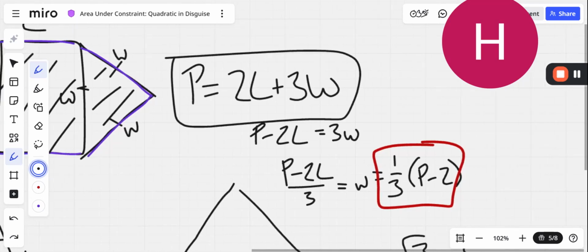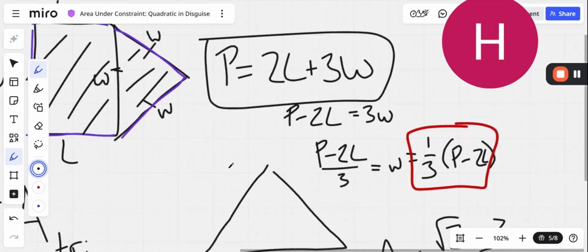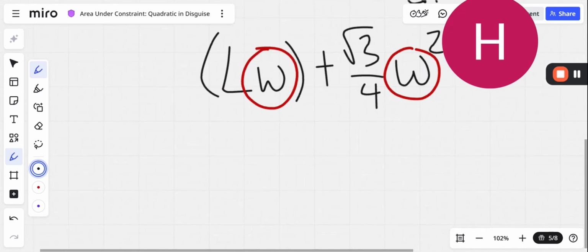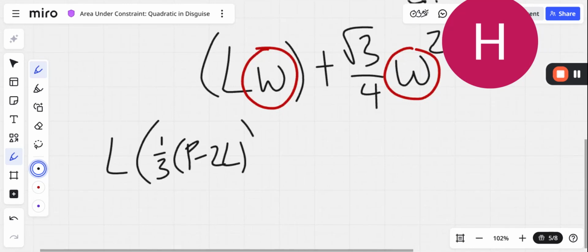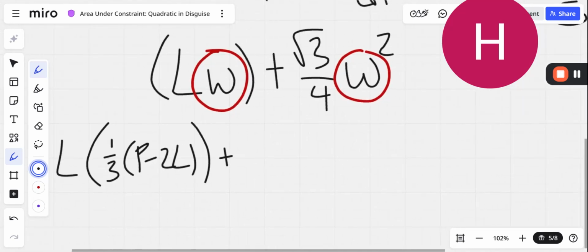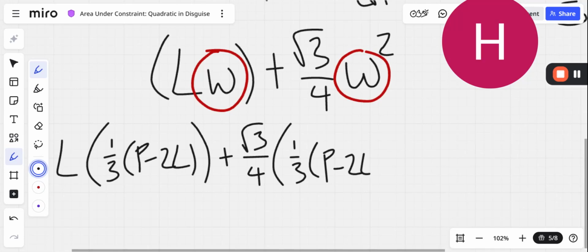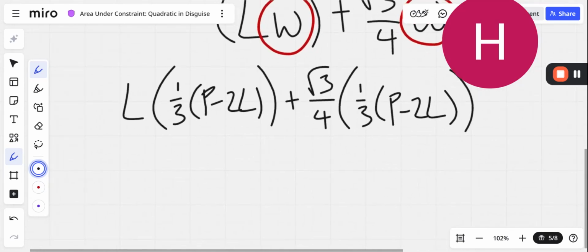Now that we have an expression for W, we can go ahead and replace W in our area equation, and we'll put it in right there. So we have L times 1/3 P minus 2L plus root 3 over 4. Here's going to be the doozy. 1/3 times P minus 2L. That's being squared. Yeah, so let's take some care into that, why don't we?